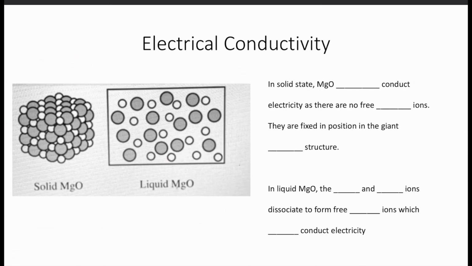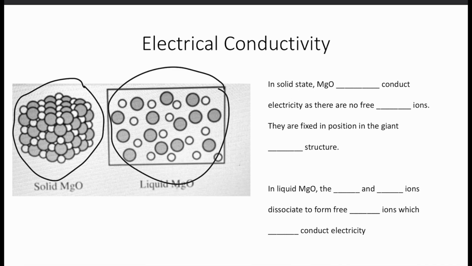Let's talk about the electrical conductivity of magnesium oxide. In a solid state, as you can see from the picture on the left, the ions are stuck together. But when they are in liquid form, the ions are separated. In terms of electrical conductivity, in solid state, magnesium oxide cannot conduct electricity, because there are no free mobile ions. They are all stuck together. They are fixed in position in a giant lattice structure.